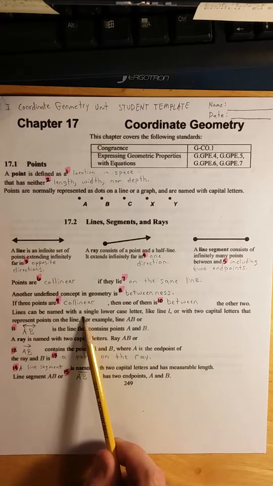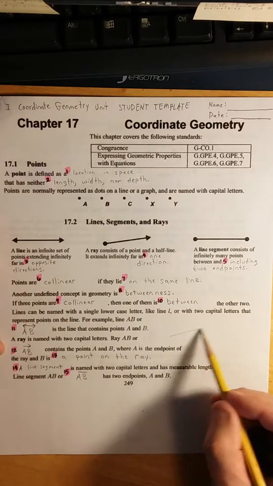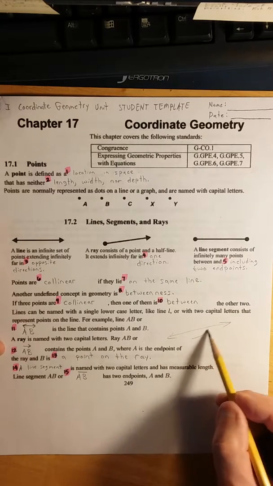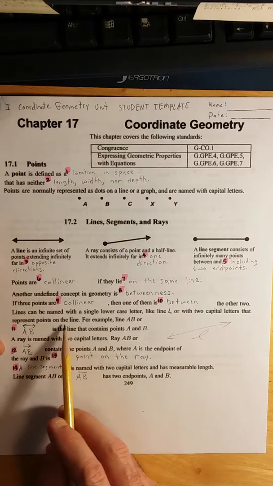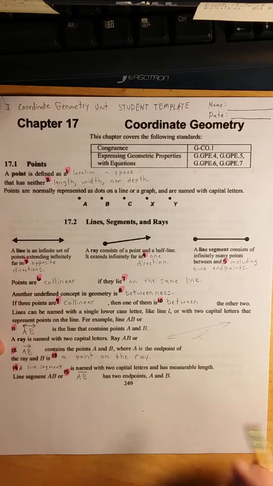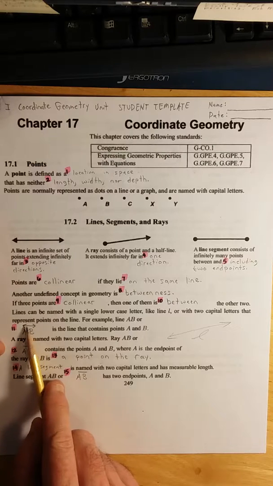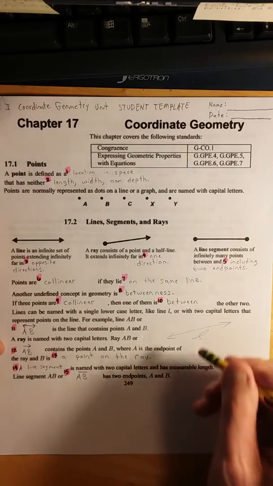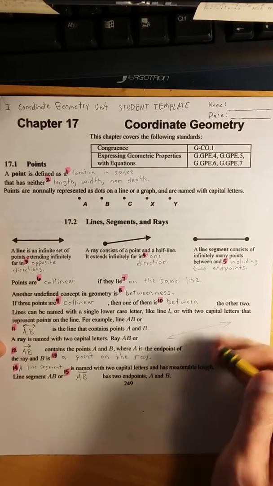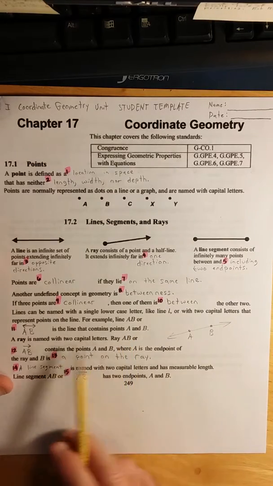Lines can be named with a single lowercase letter, like line L. For example, we could call this line L. All right. Or with two capital letters that represent points on the line. For example, line AB, and that's written capital A, capital B, and then above it would have arrowheads on either side. Is the line containing points A and B. So if we wanted to call this line AB, we would simply say line AB. Okay?